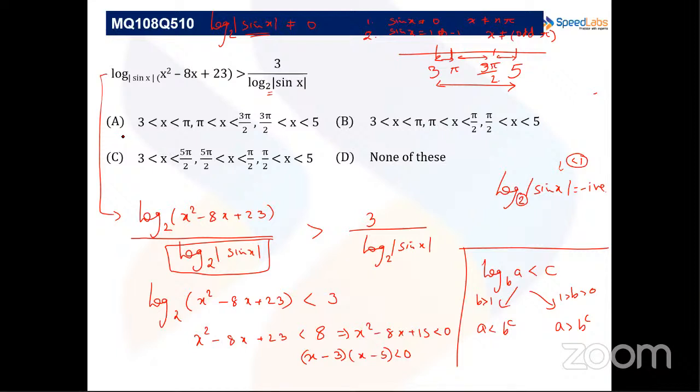So the correct option is option A: 3 to pi, pi to 3 pi by 2, and 3 pi by 2 to 5. Got it? Manvi, Arushi. Moving to the next question.